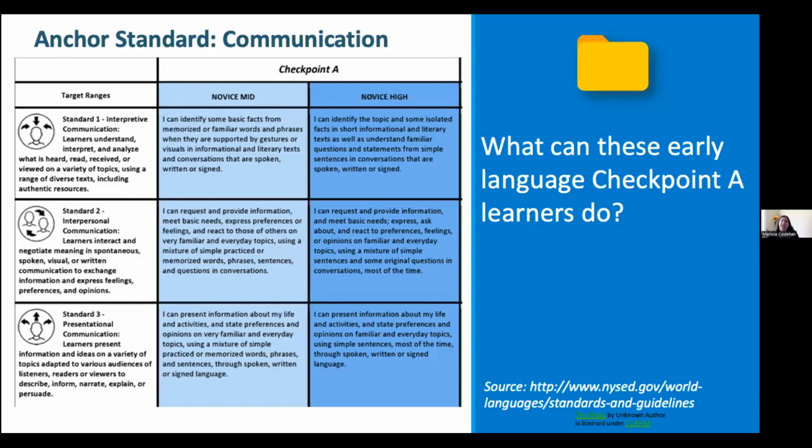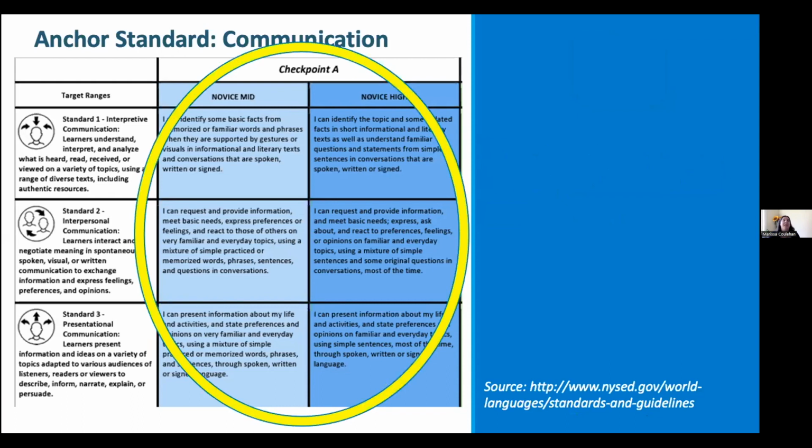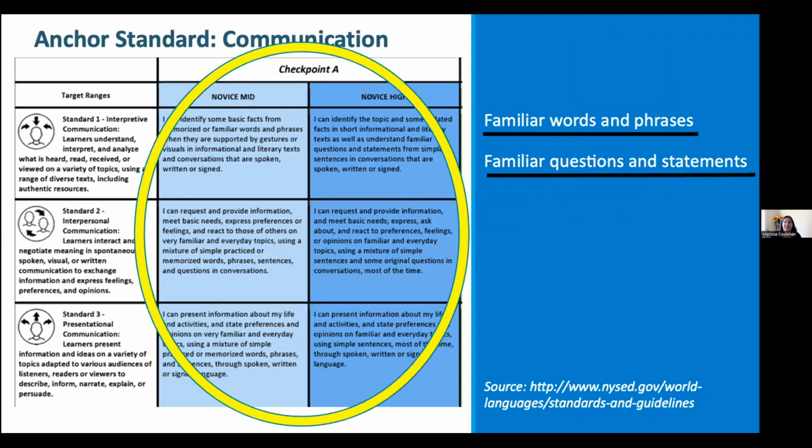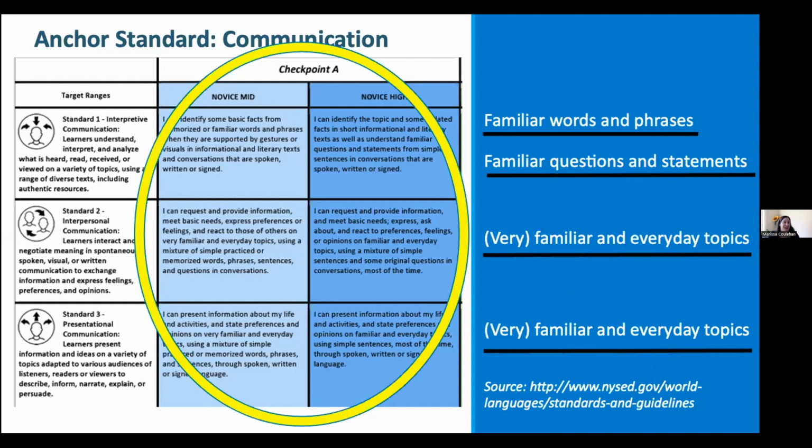So here we are with these revised standards, right? We have checkpoint A, and our checkpoint A learners are focused on the novice low, novice mid, and novice high level. These are your first 3 standards, and I want to call your attention to some language here. The first thing I want you to notice is that with these students, we are focusing on familiar words and phrases, familiar questions and statements, and very familiar everyday topics when it comes to interpersonal and presentational, okay? So that means that you need to meet students where they are at their level. If they're kindergartners, if they're 3rd graders, if they're 4th graders, if they're 6th graders, right? So we're making things familiar to them where they are.